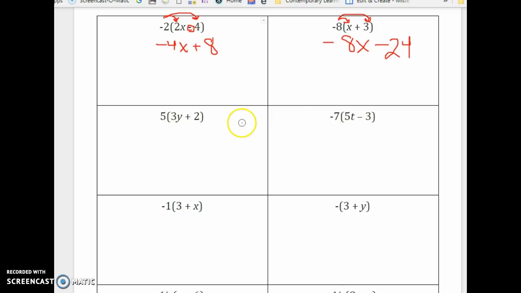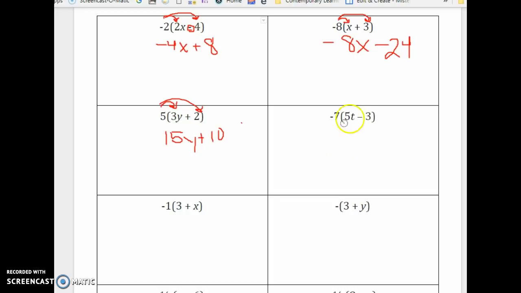Okay? Let's try this one. Looks a little bit easier actually. 5 times 3y is 15y. 5 times 2 is 10. They're both positive, so it's a plus sign in between.